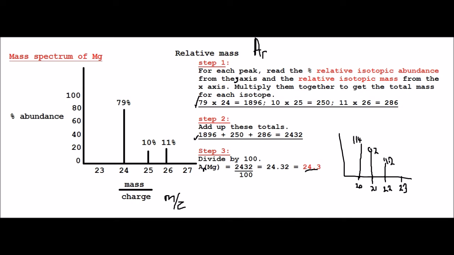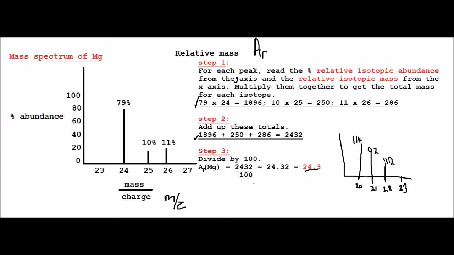So what do you do if the totals here don't add up to 100? Because this is why we are dividing by 100. Well, I've drawn a little thing here to show what you do. It's just the same. You follow steps 1 and 2, but instead of dividing by 100, you divide by the total of the relative abundances.